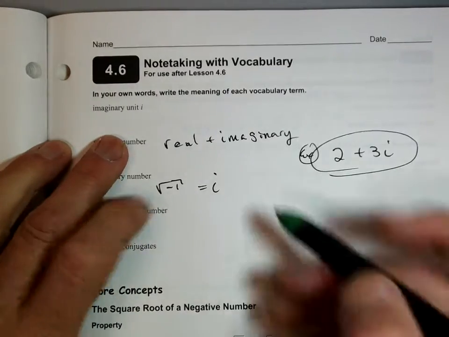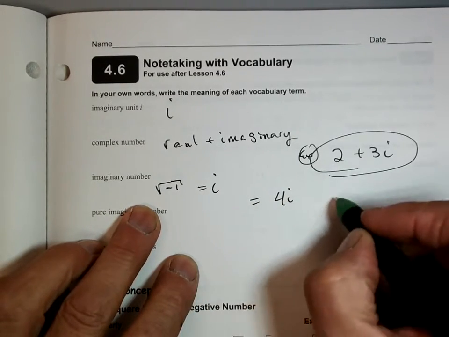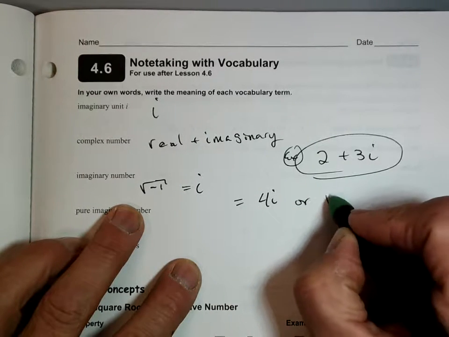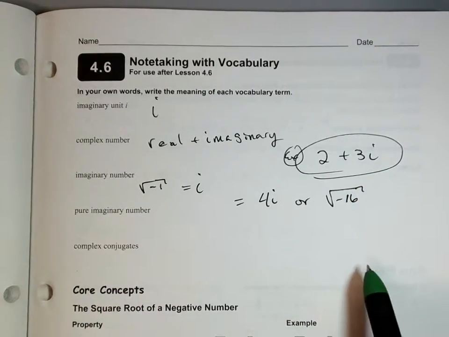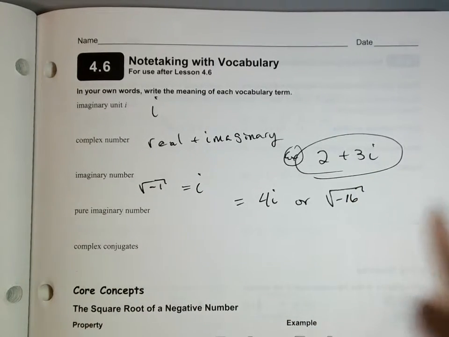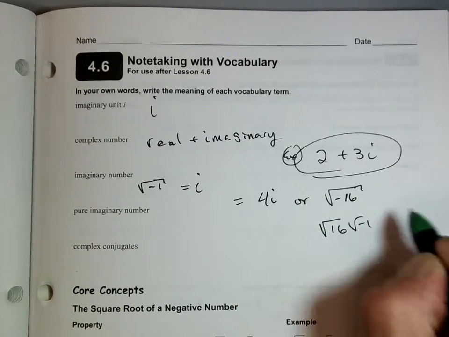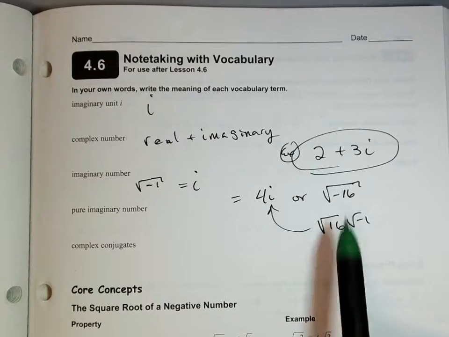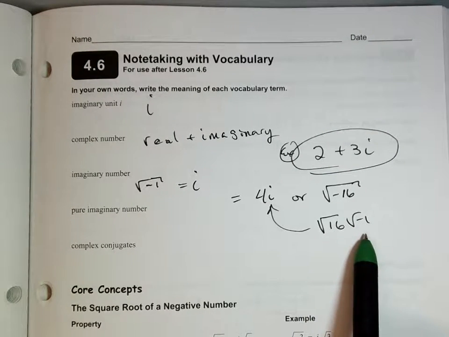So the imaginary unit is just i, but any imaginary number could be 4i, which could be rewritten as the square root of negative 16, because we can write that as the square root of 16 times the square root of negative 1, which puts me right back to 4i. So when we see a negative number inside the square root, we're going to recognize that we're going to have an imaginary number.